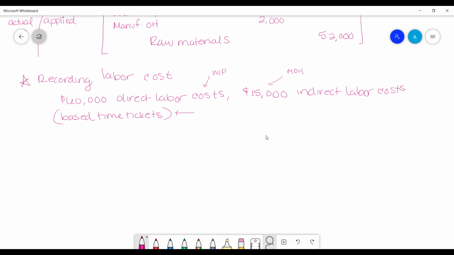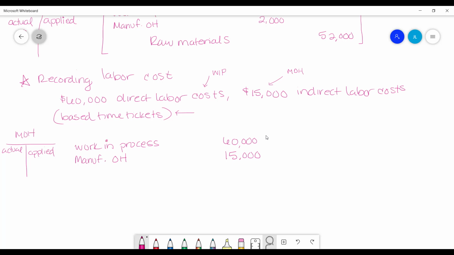So how do we record that? Remember, the direct labor needs to go into work in process. So we would debit our work in process account for $60,000. And just as a reminder, for manufacturing overhead, the debit side is the actual side and the credit side is the applied side. So I'm going to debit work in process for $60,000, and then there's $15,000 of actual manufacturing overhead, so I want to debit that account, manufacturing overhead, for $15,000. We're not in balance, right? So how would we go about doing that?